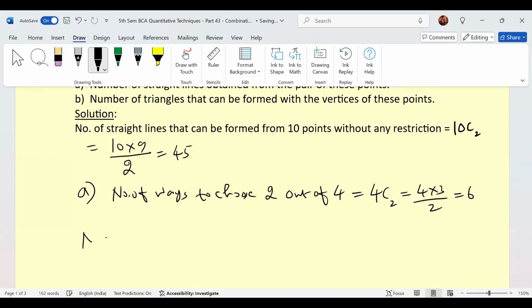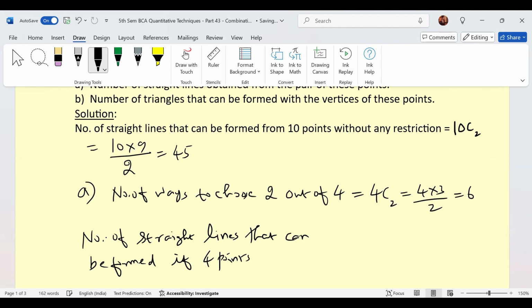That means the number of straight lines that can be formed if 4 points are collinear will be 45 minus this 6. But those 4 points together can make one straight line, so I need to add that. So that means it is 45 minus 5, you get 40 straight lines.